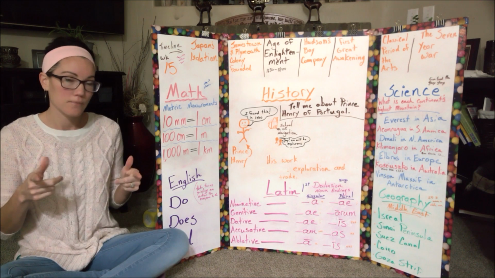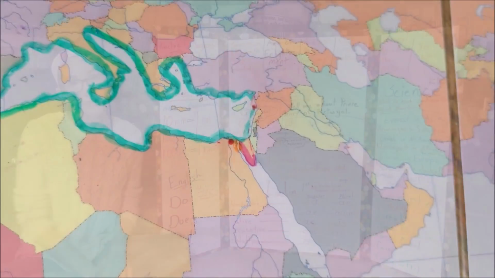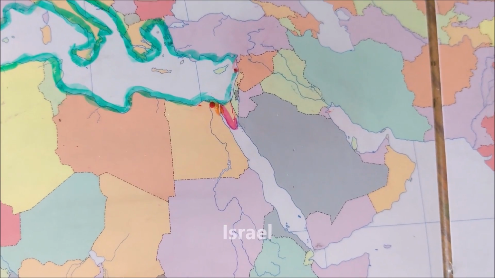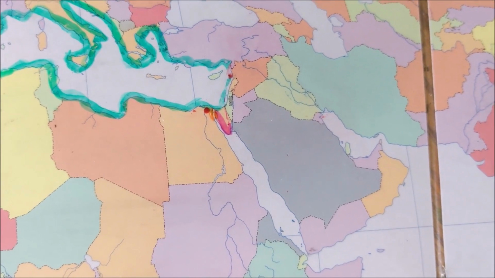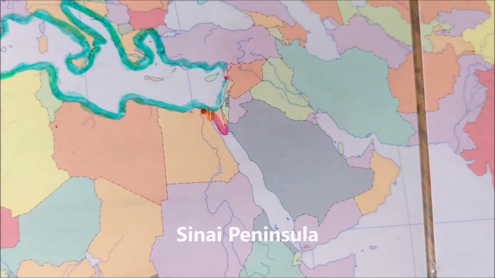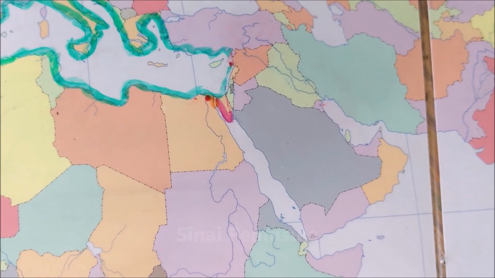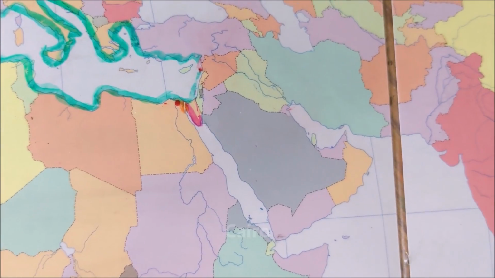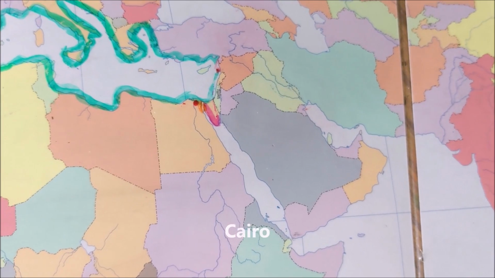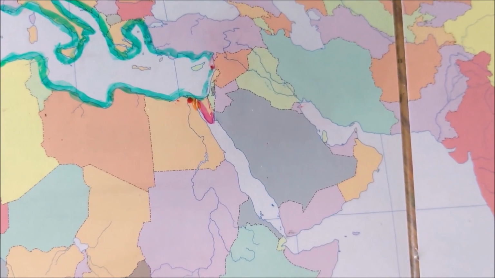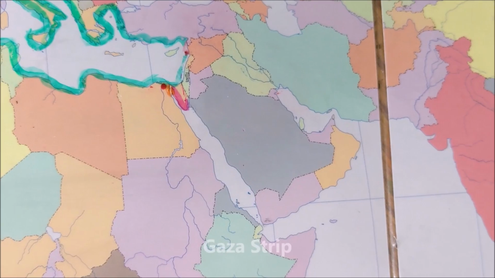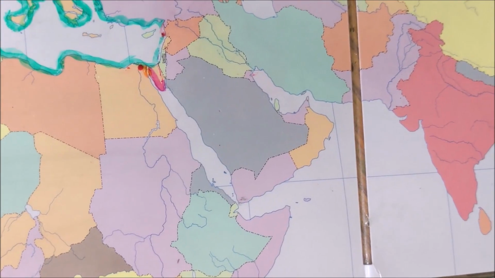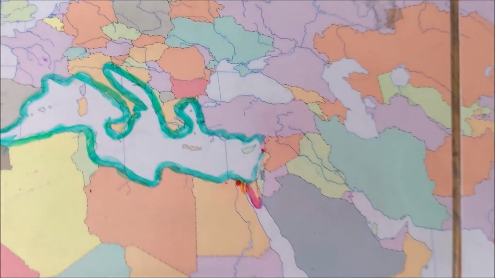Then we have geography. Middle East. The Middle East has Israel on the coast of the Mediterranean Sea. The Sinai Peninsula pokes the Red Sea. The Suez Canal connecting up Cairo in Egypt to the east of the Nile River. The Gaza Strip, a little jelly bean on the southern coast of Israel. Okay, one more time.